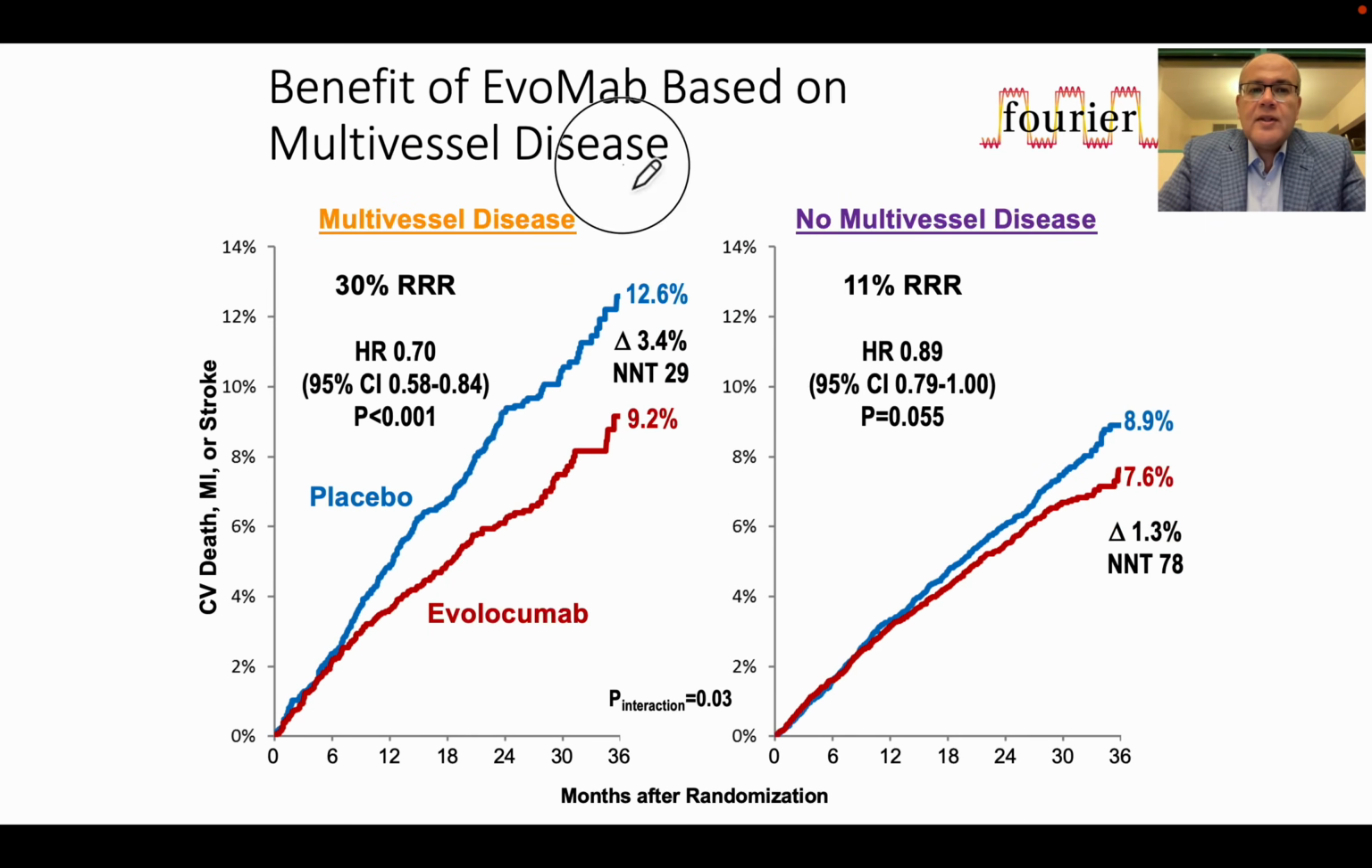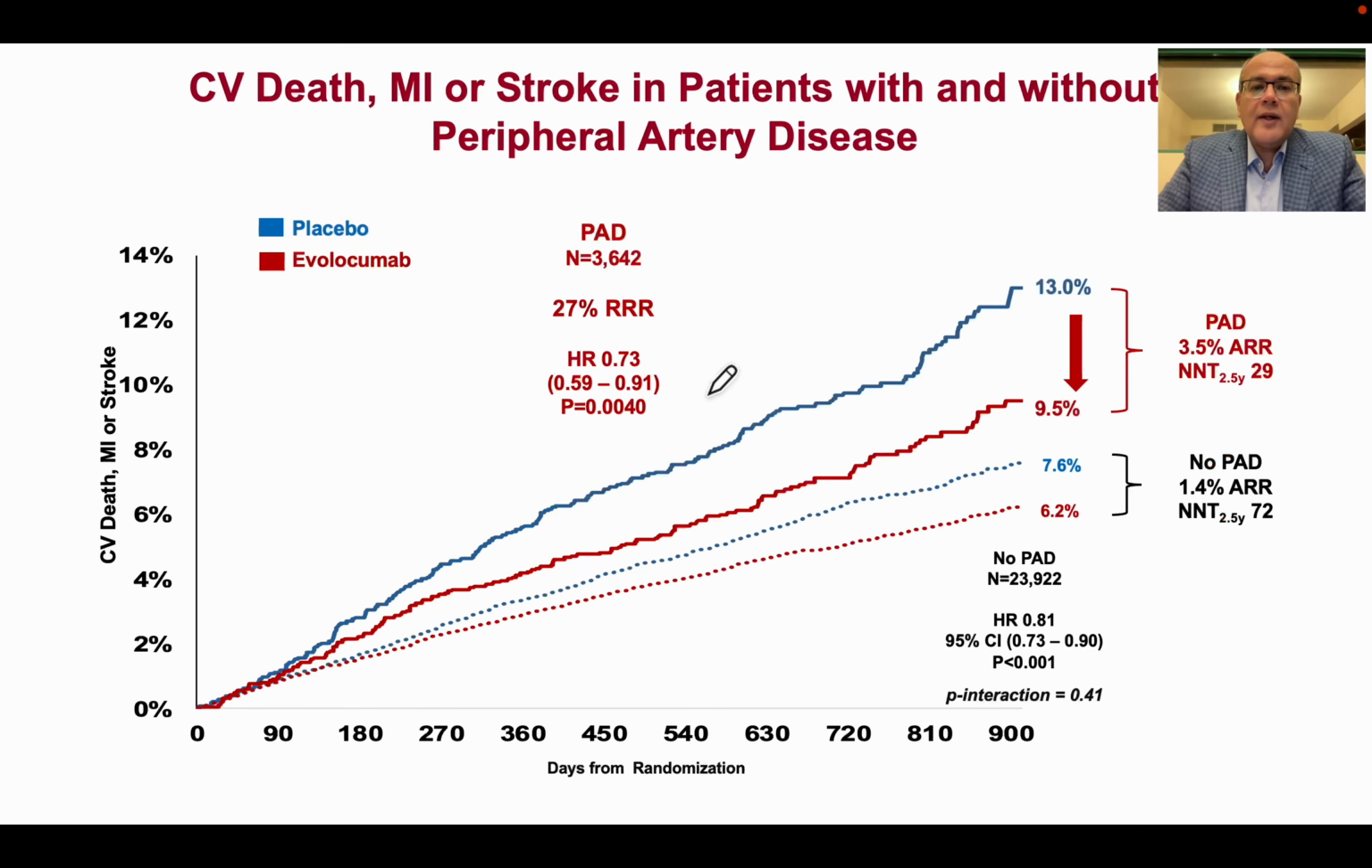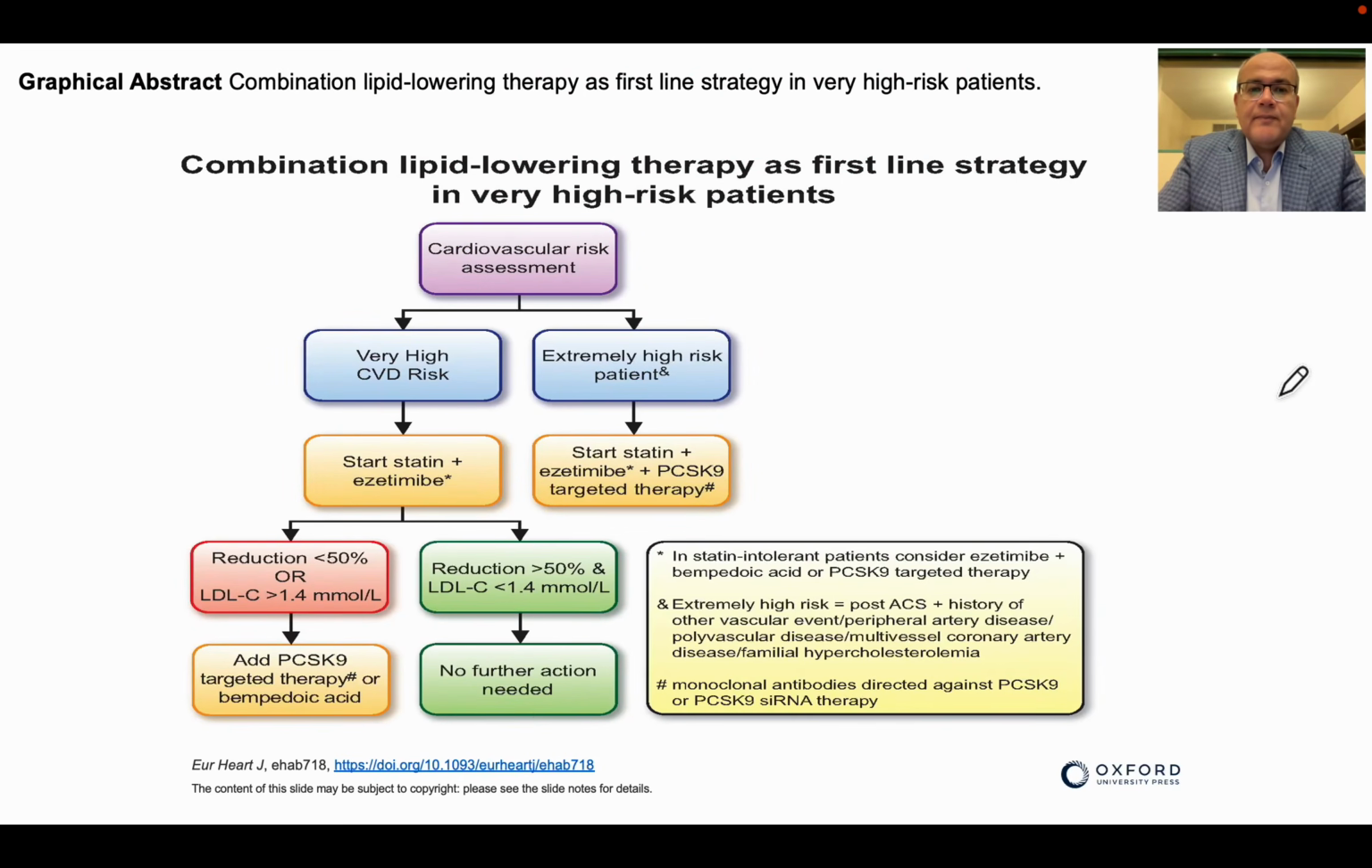The other group of patients are patients with multi-vessel disease. Again, the relative risk reduction is 30%, and you need to treat only 29 patients to prevent 1 event. Again, patients with peripheral arterial disease, you see the relative risk reduction here is around 27%. The number needed to treat again is 29 patients. So this is another cohort of patients that we need to target with our intense therapies.